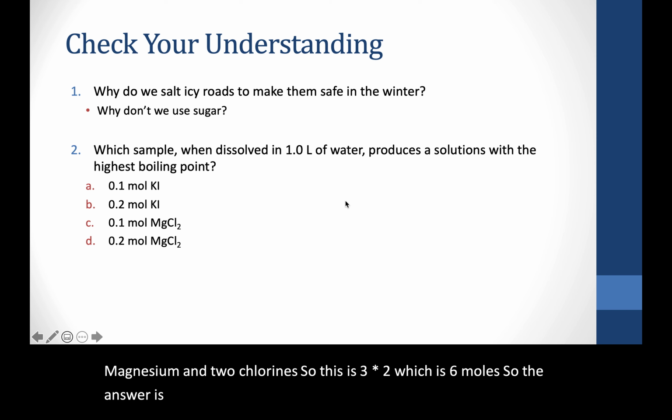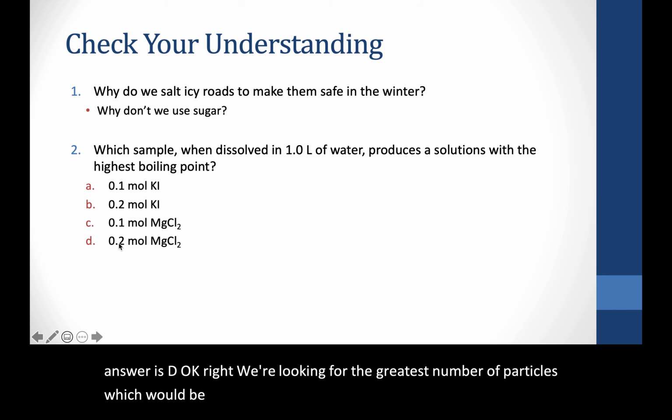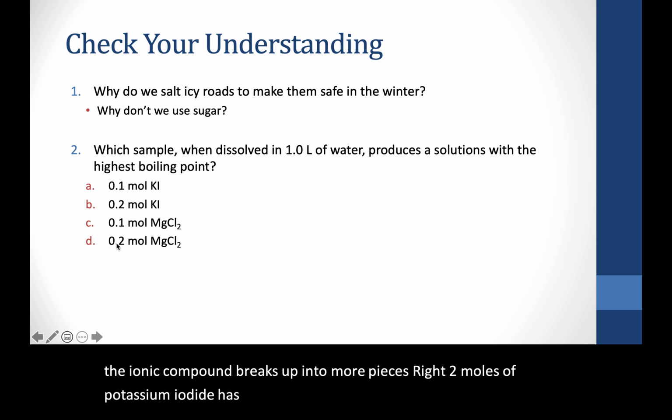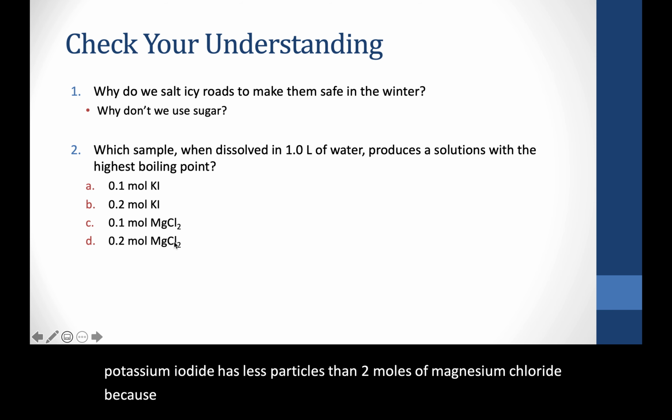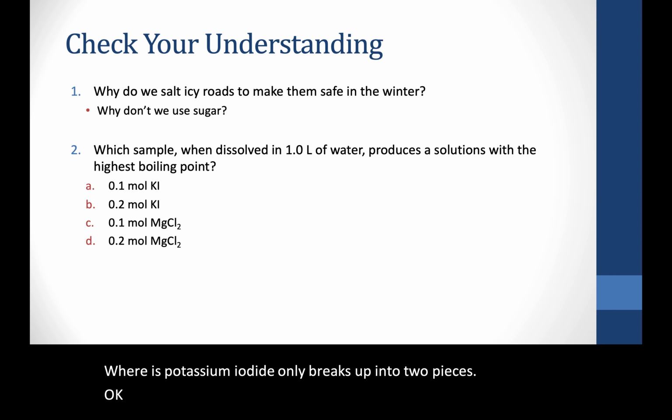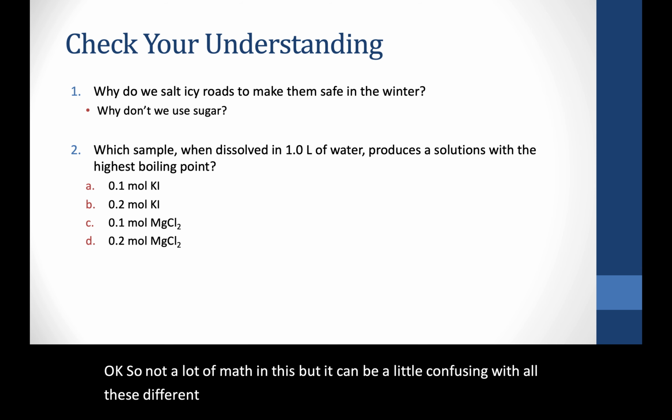Okay? Right, we're looking for the greatest number of particles, which would be D, because it's 0.2 moles, so it's already more than C. But the ionic compound breaks up into more pieces, right? 0.2 moles of potassium iodide has less particles than 0.2 moles of magnesium chloride because magnesium chloride breaks up into 3 pieces, whereas potassium iodide only breaks up into 2 pieces. Okay? So not a lot of math in this, but it can be a little confusing with all these different formulas and moles and whatnot.